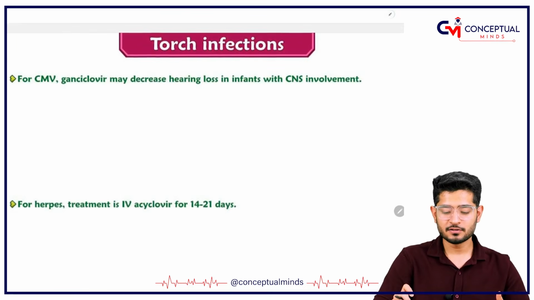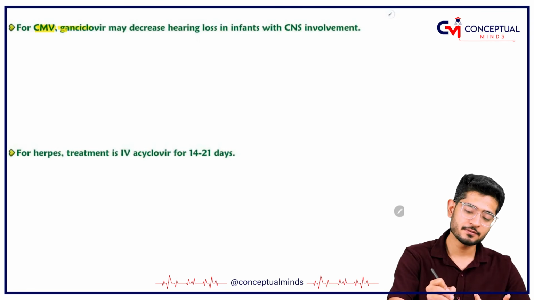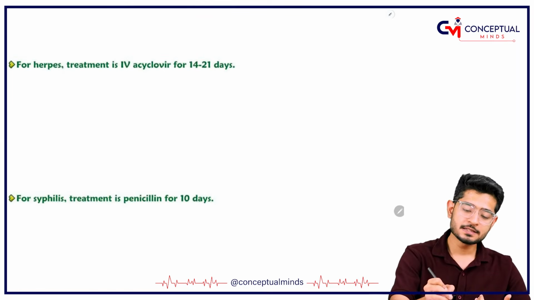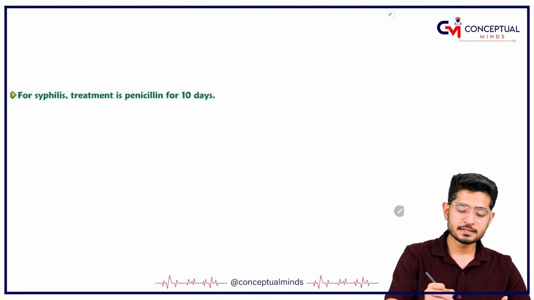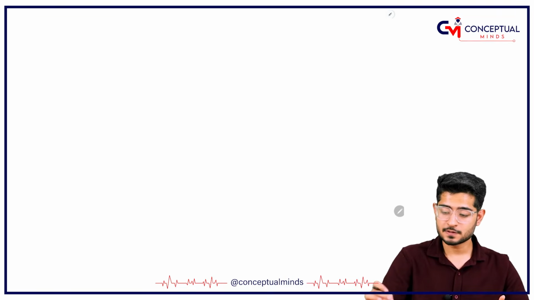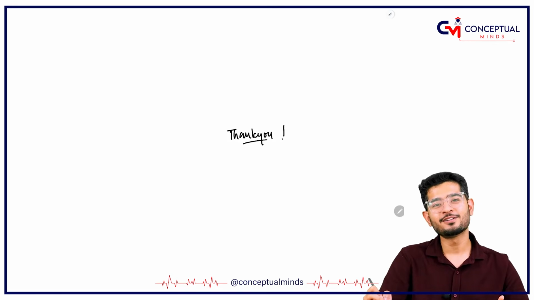Rubella, no specific treatment, but yeah, vaccination is given. For CMV, for viral infections, CMV is going to have ganciclovir. How to remember? C and G look very similar, so this is how you can remember. Herpes, I have told you, whenever it is going to come, you will start acyclovir. Of course, for syphilis, this P is very important, and this P means penicillin. So this, I know, is a little big video, but it's important, so you must know every bit of TORCH infection.